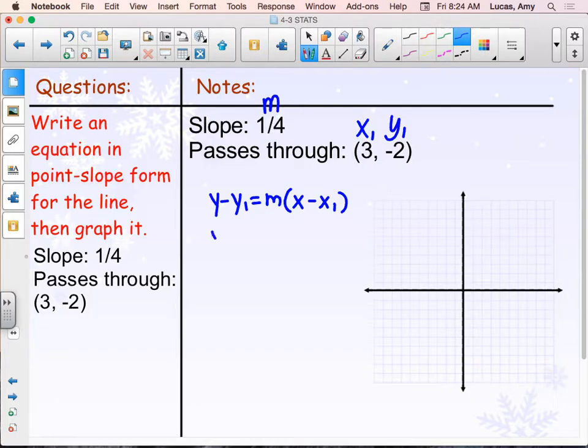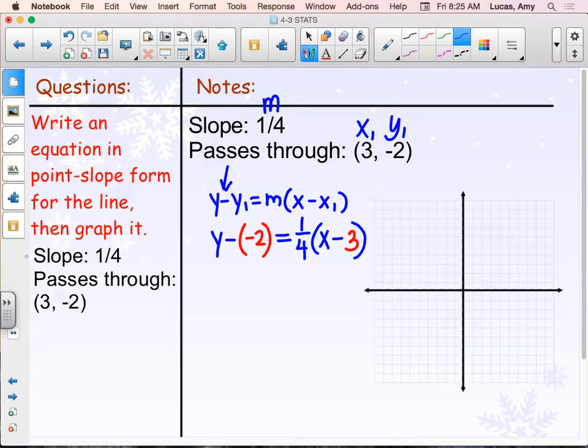So I've got y minus my y1 coordinate. I'm going to change colors for you. Y1 is -2. So look at what happens when I plug it in. The minus that's in the equation right here is still in the equation. Y minus that y coordinate, so it's going to turn into a chunky plus there. And then it equals my slope, which is 1/4, times x minus my x coordinate, which is +3.